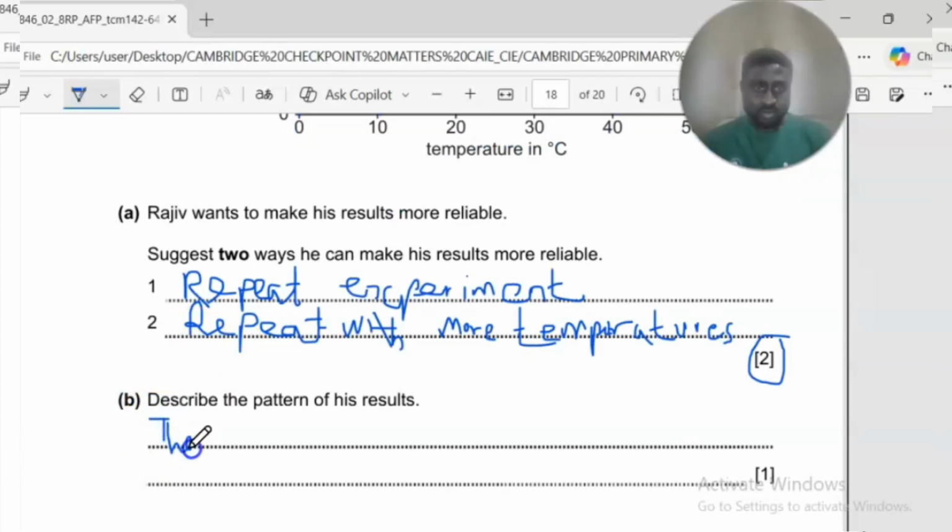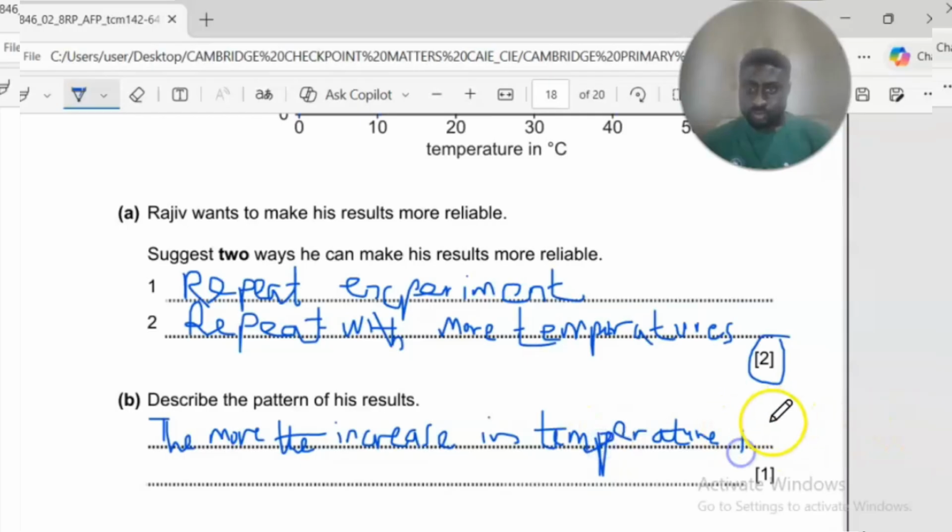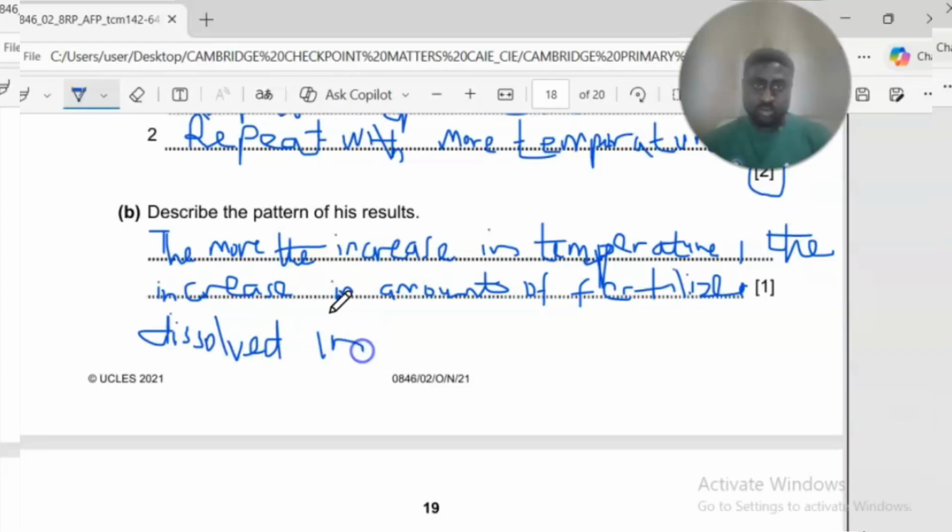the more the increase in temperature, the increase in amount of fertilizer dissolved in water.